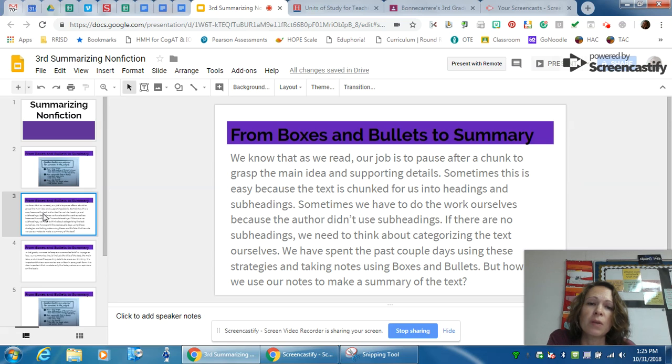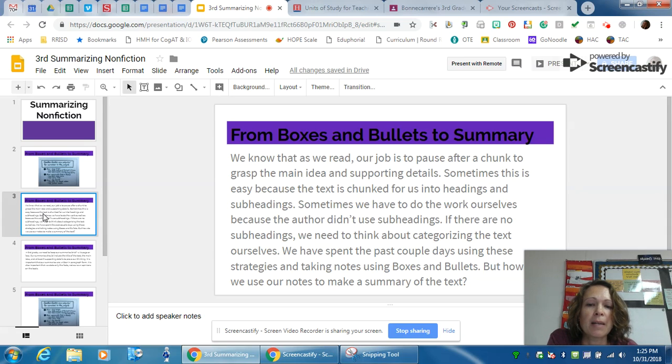Now, we know as we read, our job is to pause after a chunk to grasp the main idea and the supporting details. Sometimes this is easy because the text is chunked for us into headings and subheadings, and sometimes we have to do the work ourselves because the author didn't use headings or subheadings. If there's no subheadings, we know we need to think about categorizing the text ourselves. And then we look for those pop-out sentences.